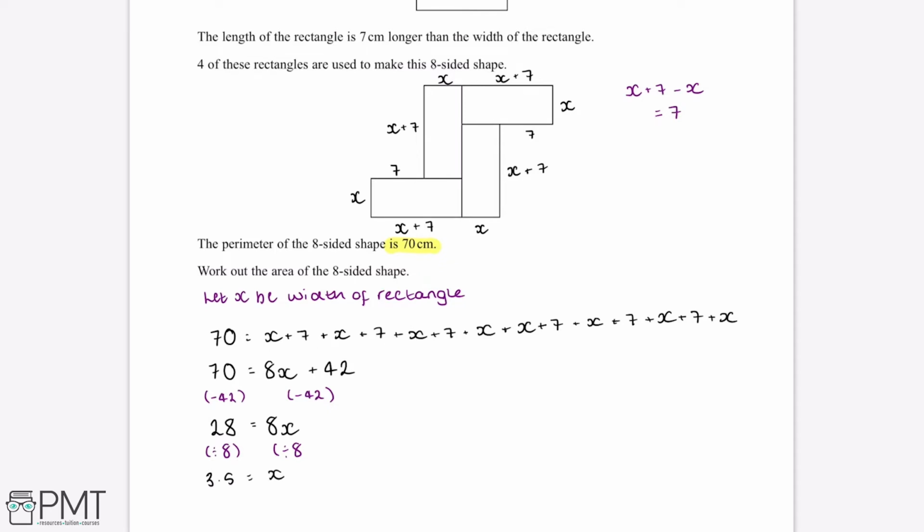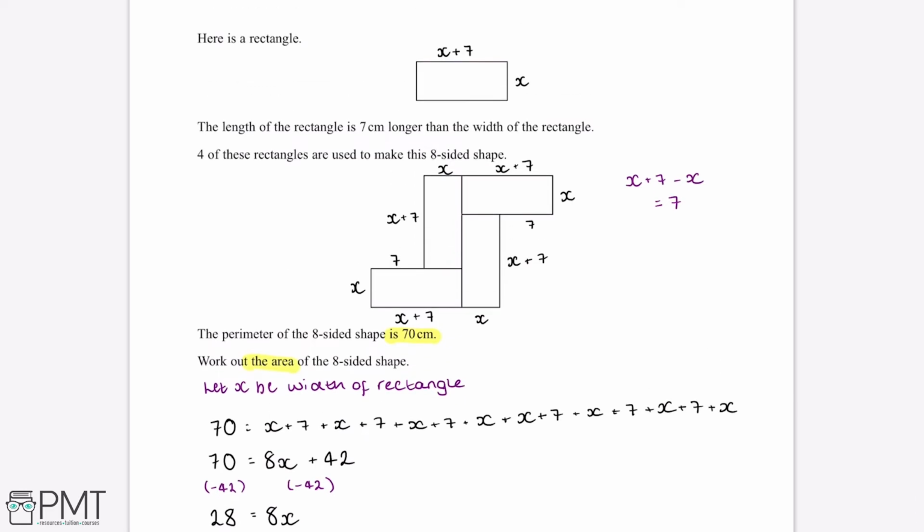Now the final part of this question is to work out the area of the 8-sided shape. Now we've been told that 4 of these rectangles make up this 8-sided shape, so we can multiply the area of this rectangle by 4, and this will give us the area of this shape here.